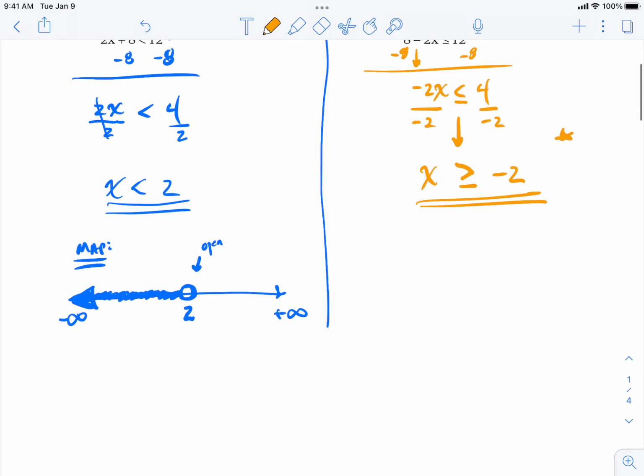Now if I were to make a map of this one, get yourself a nice number line going. Negative infinity is always heading to the left. Heading to the right is positive infinity. Negative 2 is in the middle somewhere. Now this time, because it says less than or equal to, I'm doing a solid dot, and I made it really big to really emphasize that's a solid dot. That is not an open circle. Now, things that are bigger than negative 2 are on this side, so I'm going to try to darken that side of the number line in.